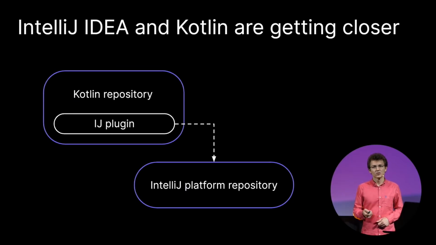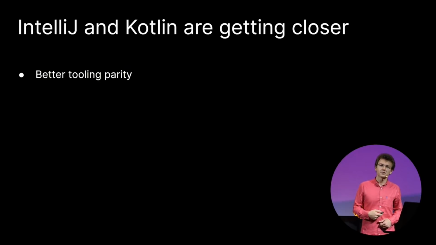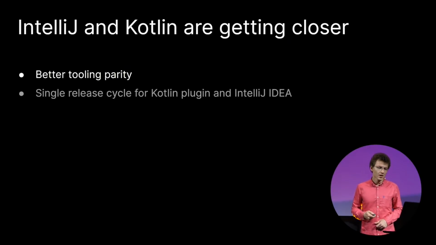It will be done in 2 steps. The first step, which we have almost completed, is a kind of joint repo that contains just these 2 projects. The second step is to have a mono repo of the IntelliJ platform and the Kotlin plugin. How does this benefit everyone? IntelliJ IDEA developers will be able to support their features for Kotlin right away. Together with this, the Kotlin plugin gets aligned with the IntelliJ platform release cycle.